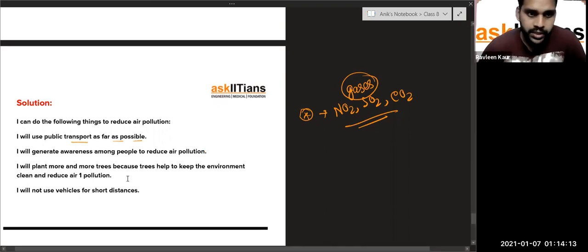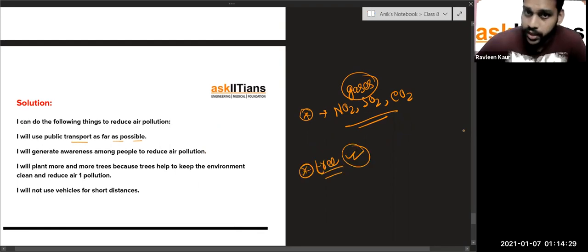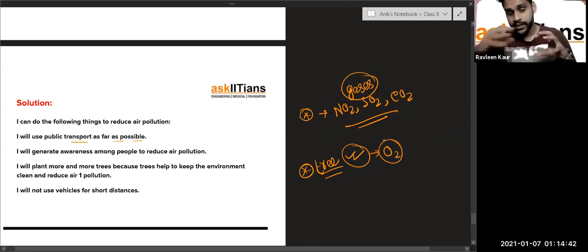I will plant more and more trees. Trees help us to keep the environment clean and reduce our air pollution. I think you know that tree is the only thing that is cleansing our air. If you plant more and more trees, what would happen? Your air would be better. Because tree is the reason from where the air is getting the oxygen, right? So we need to understand that these are very important things.